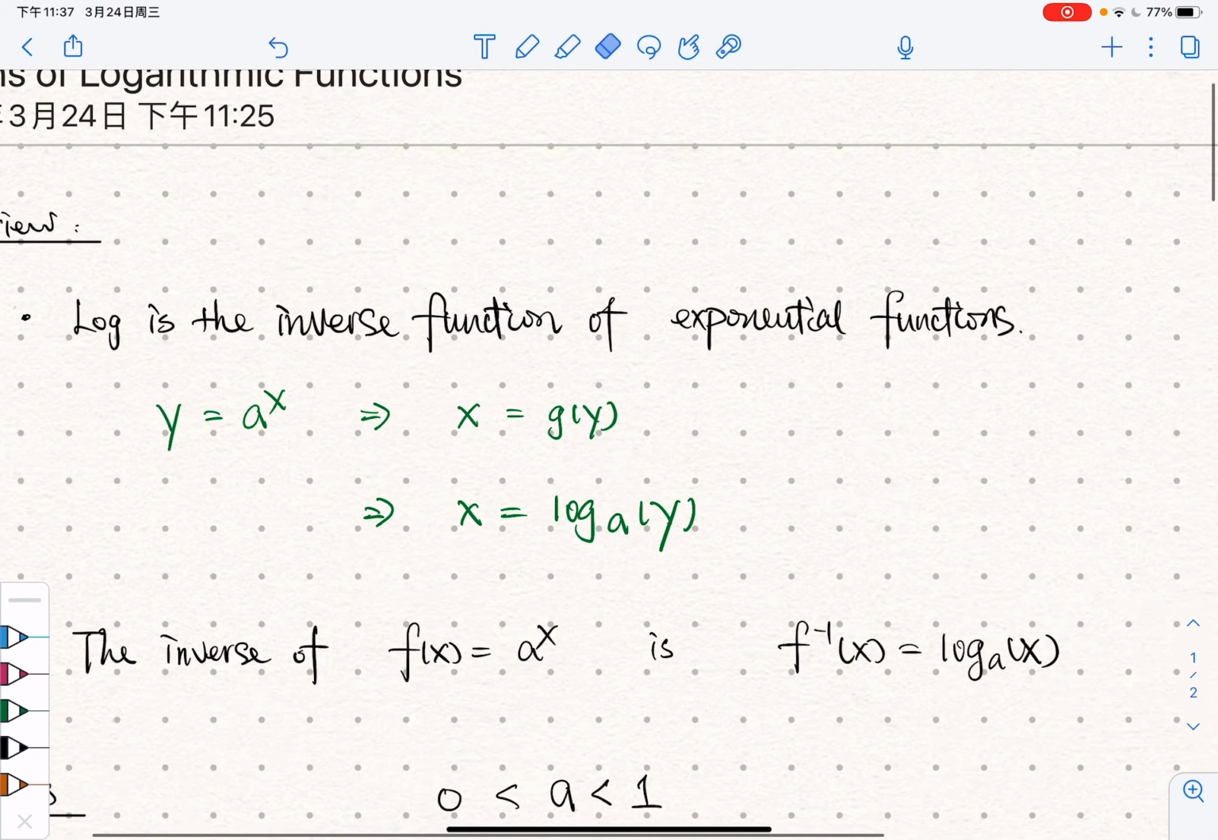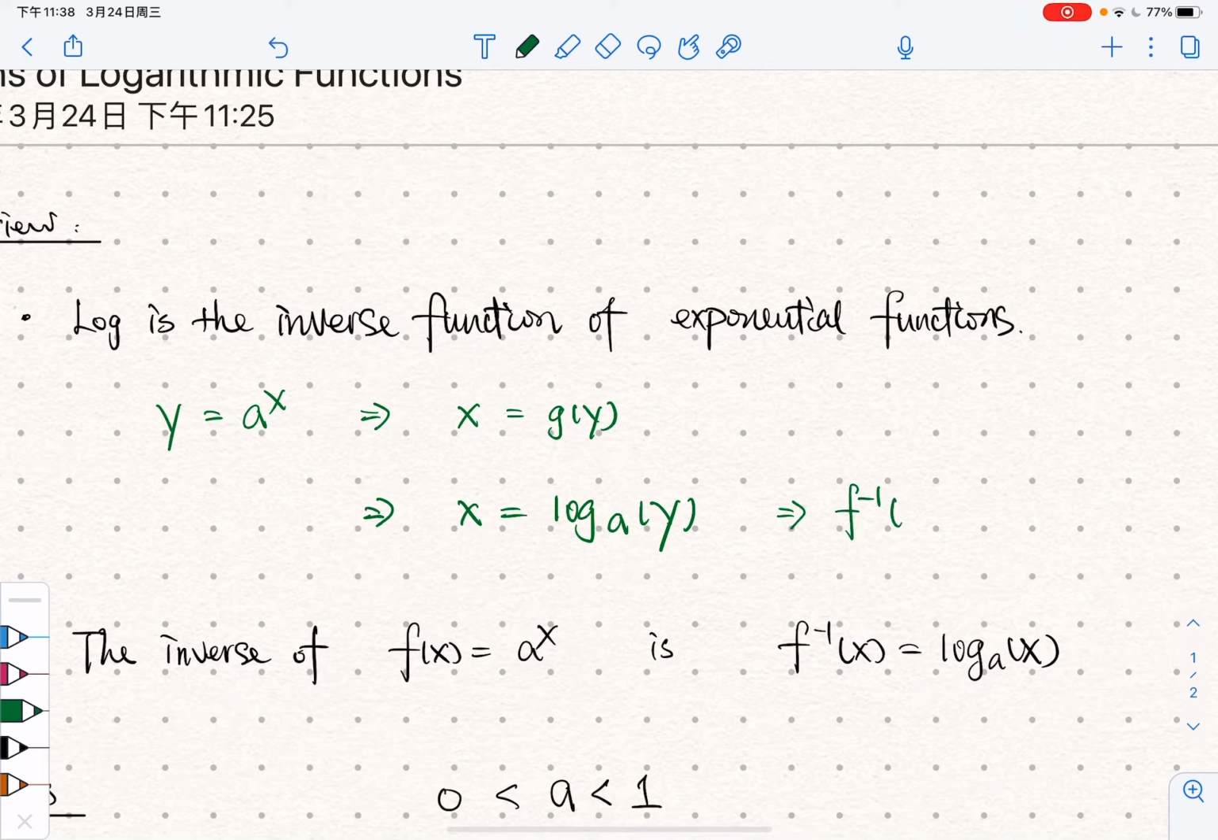Therefore, for the inverse function, we change x into y and y into x. Then we have the inverse function f negative 1 of x is equal to log a of x. Note how the y here becomes the x here, since we're changing x to y.